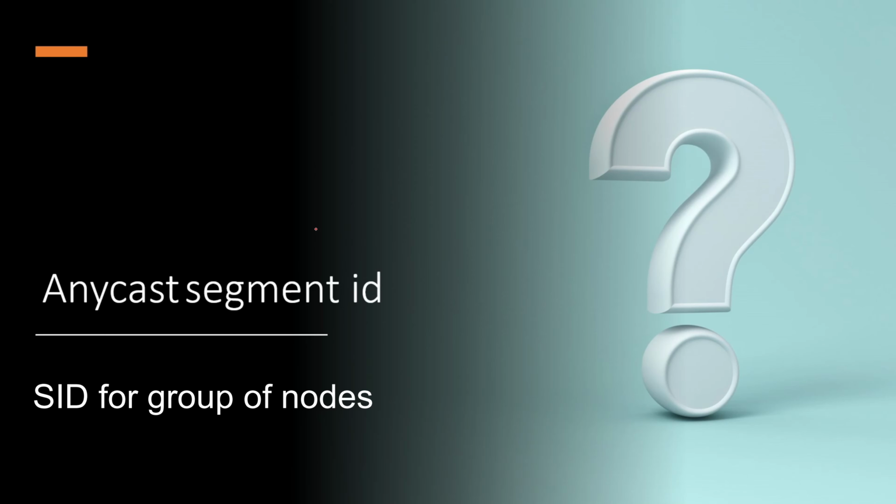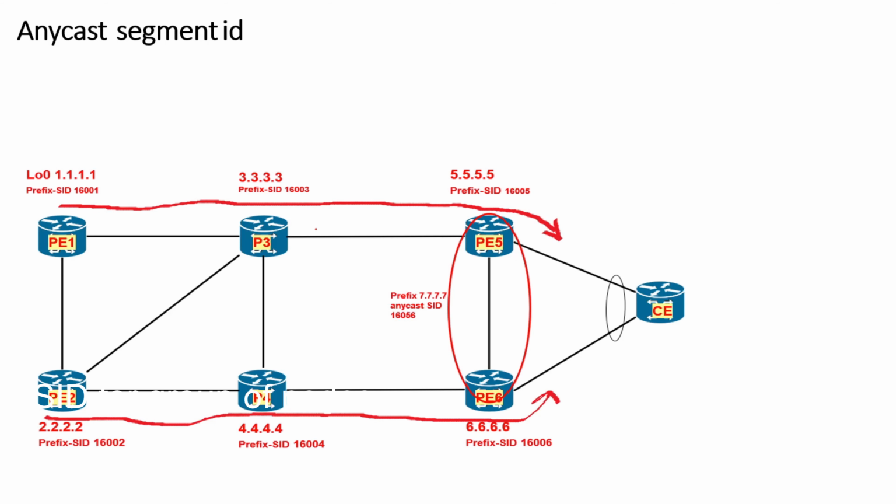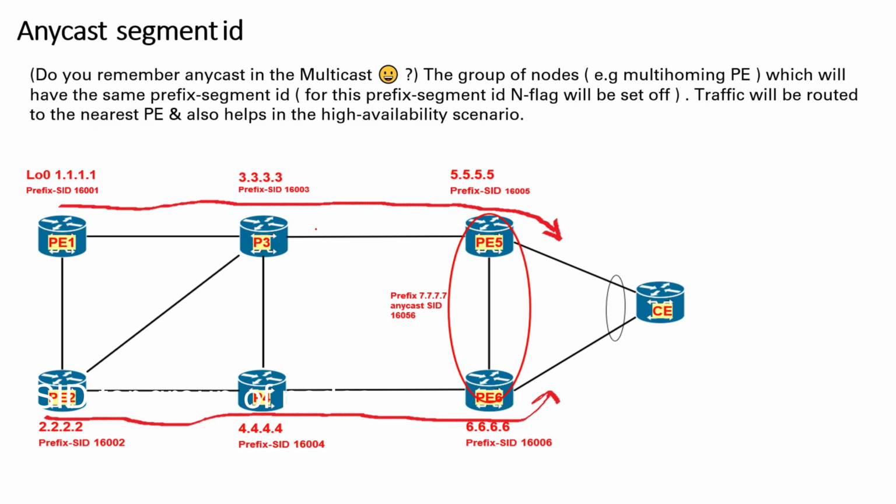Anycast segment ID. If you remember multicast and how anycast works in the multicast scenario, it is easy to correlate that with anycast segment ID. This anycast segment ID, we assign to a group of nodes, not a single node. Hence we need to set that node flag off here, and then traffic will be routed to the nearest P router or any group of nodes based on the anycast SID.